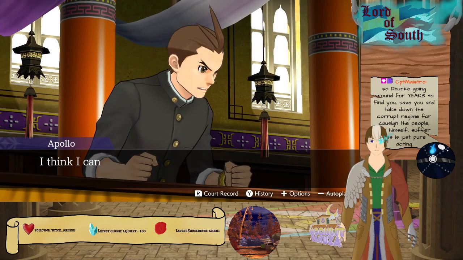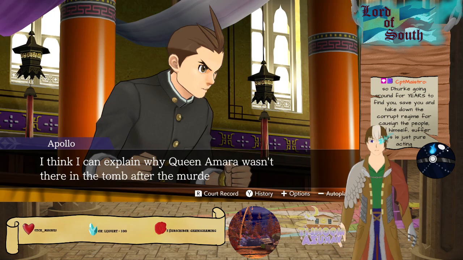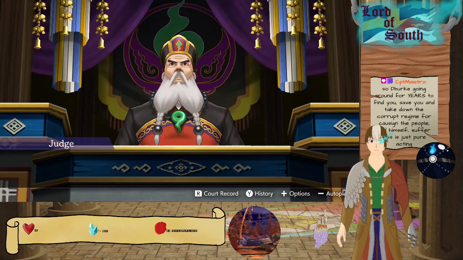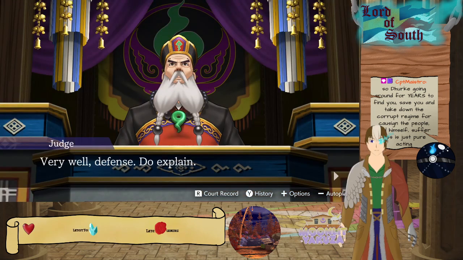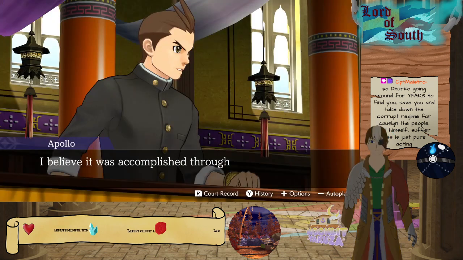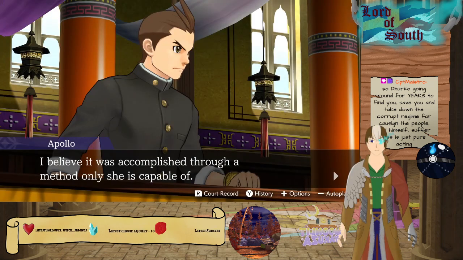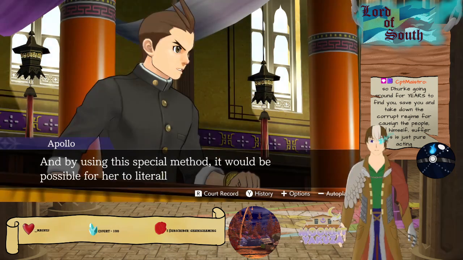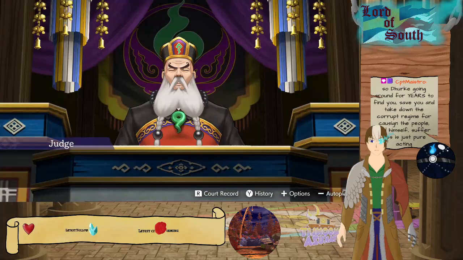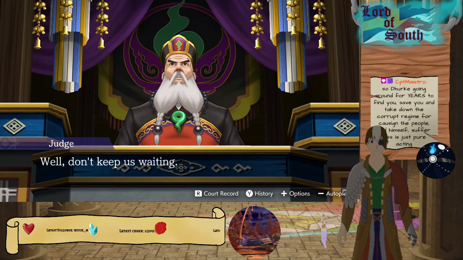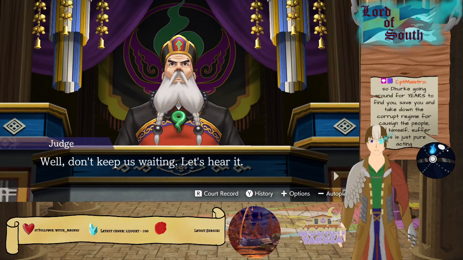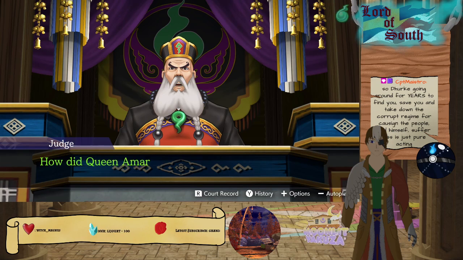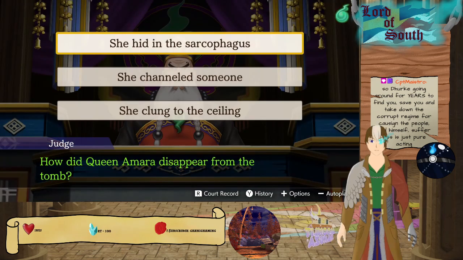Your Majesty, I think I can explain why Queen Amara wasn't there in the tomb after the murder. Very well, explain. I believe it was accomplished through a method only she is capable of. And by using this special method, it could be possible for her to literally disappear. Well, don't keep us waiting, let's hear it. How did Queen Amara disappear from the tomb?